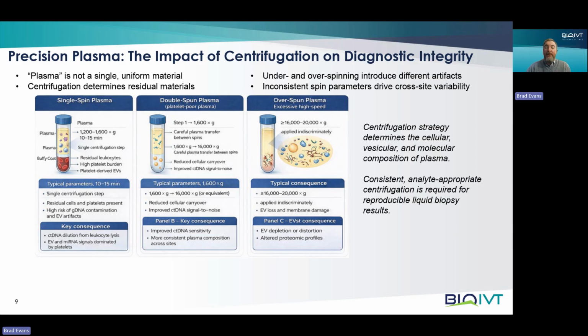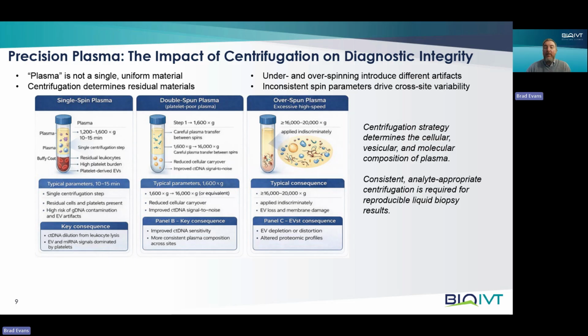In the middle is double-spun plasma, often called platelet-poor plasma. Here you have an initial low-speed spin, careful transfer of plasma, and then a higher speed spin to further reduce cellular carryover. This improves ctDNA signal-to-noise and gives more consistent plasma composition across sites. It reduces, but does not completely eliminate, platelet and cell contributions. So this is often the best balance for ctDNA-focused workflows.